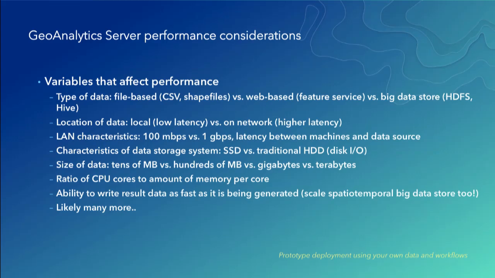The spatial temporal big data store scales out to any number of nodes. Adding more nodes gives you both resiliency, meaning there's now potentially multiple redundant copies of the data so you can withstand losing a node, but it also gives you the ability to write out data faster because we can write out data in parallel to all of those different nodes.